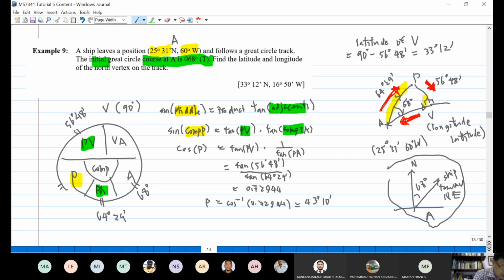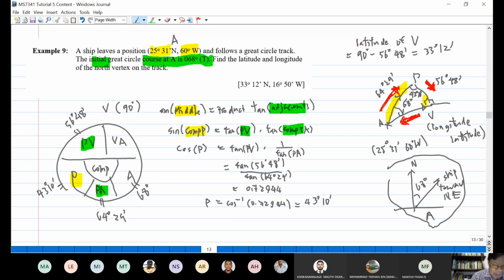So 43 degree 10 minutes. This is angle P. Okay, we have answer P now. What does it mean? The P is 43 degree 10 minutes. Okay, so what does it mean?